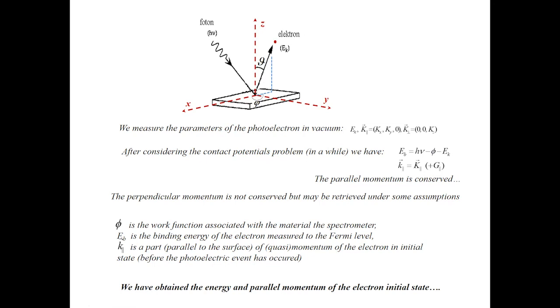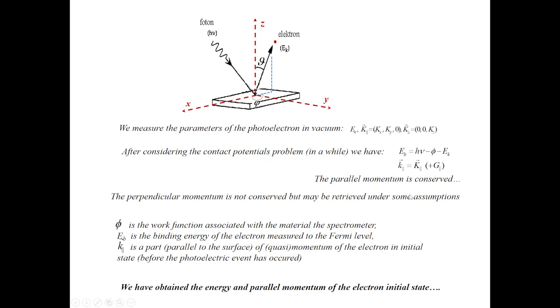Yeah, so it is conserved. Okay, so now as you see, the lowercase k is the parameter of the electron which was in the solid, which lived in the solid before the photoelectric event took place. So now we have energy, binding energy, and momentum, at least part of it, parallel, which characterize the electron in the crystal.